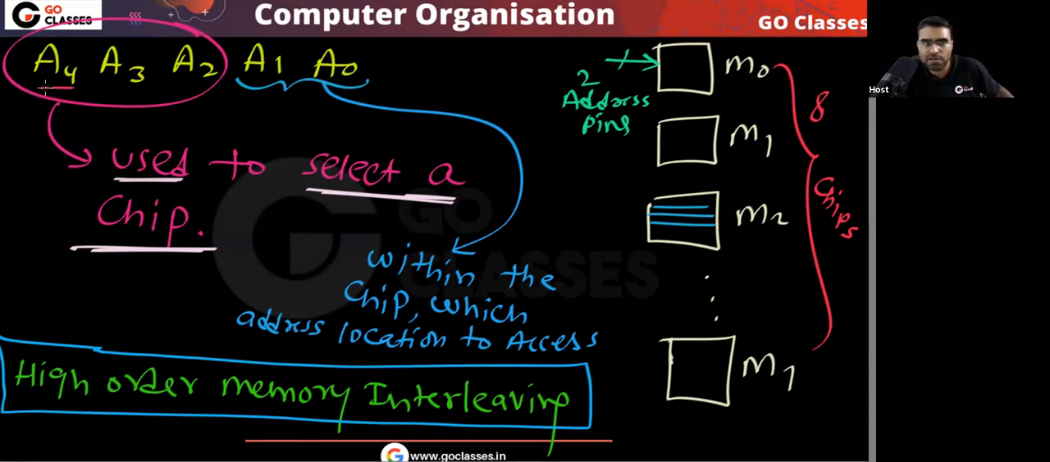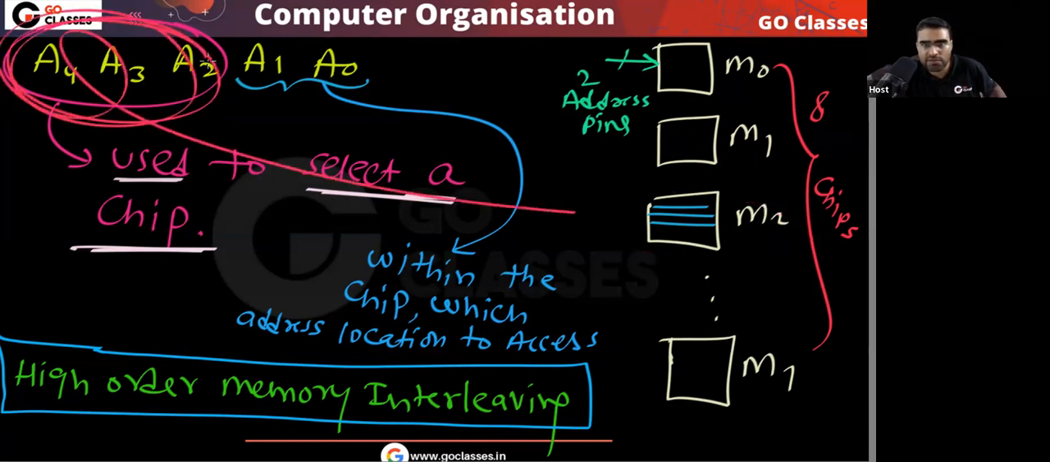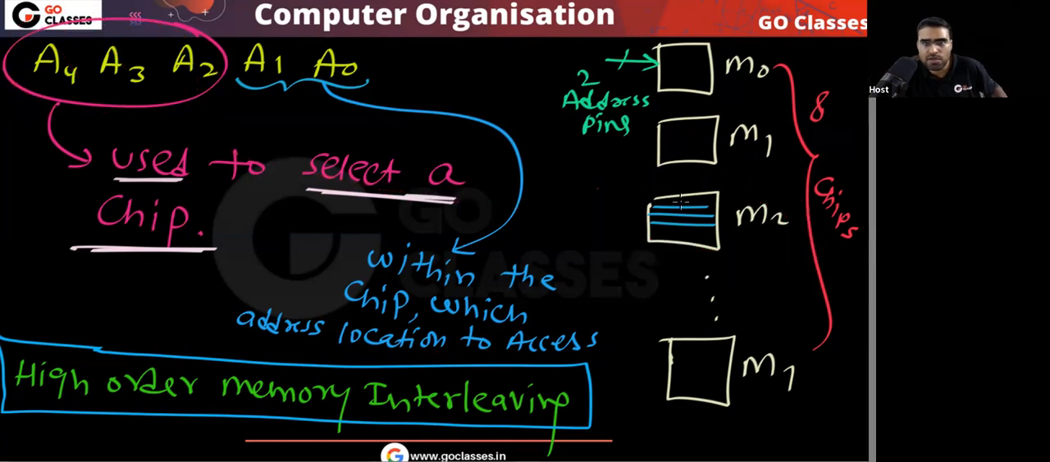Okay, so remember, very simple. These MSB bits, these high order bits, will be used to select a chip because there are a total of 8 chips. So I will use these 3 bits to select a chip. One of the chips will be selected. Now within this chip, there are a total of 4 locations. Which location you want to access will be decided by these 2. So these 2 will decide within this chip which address location to access.